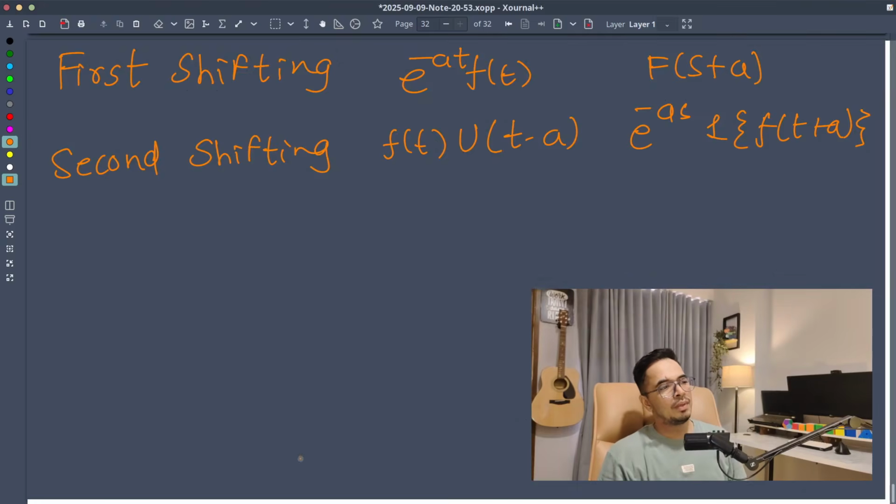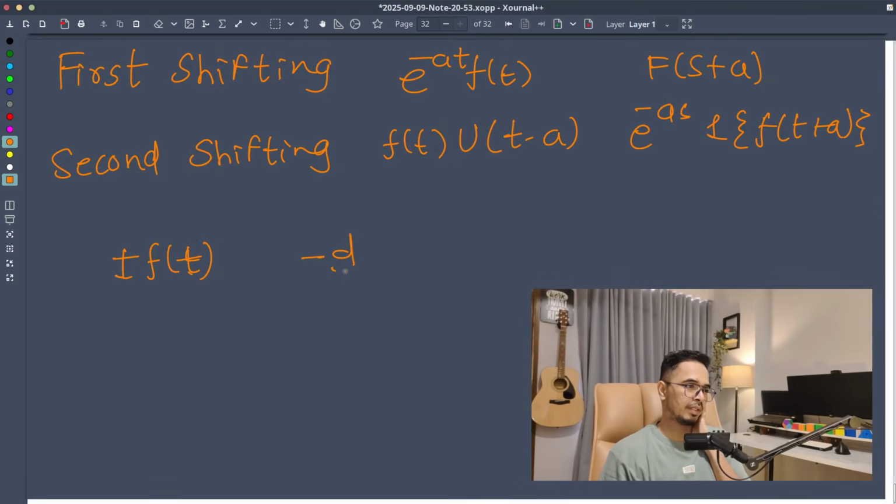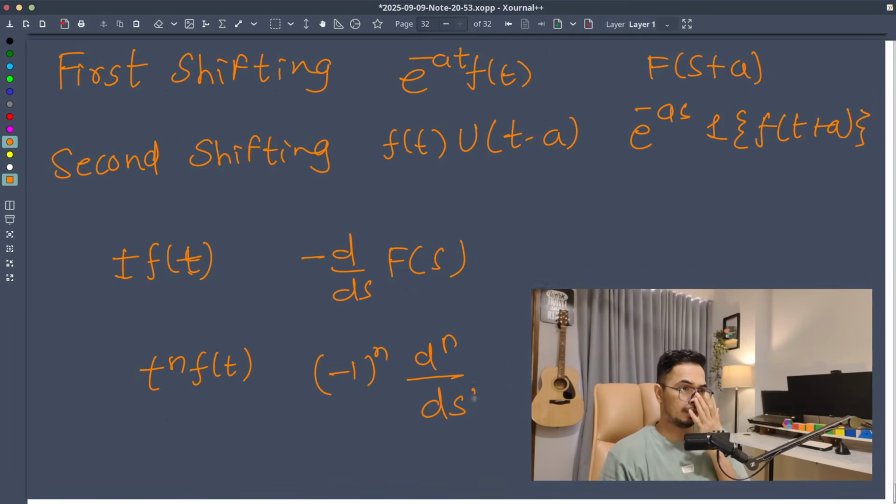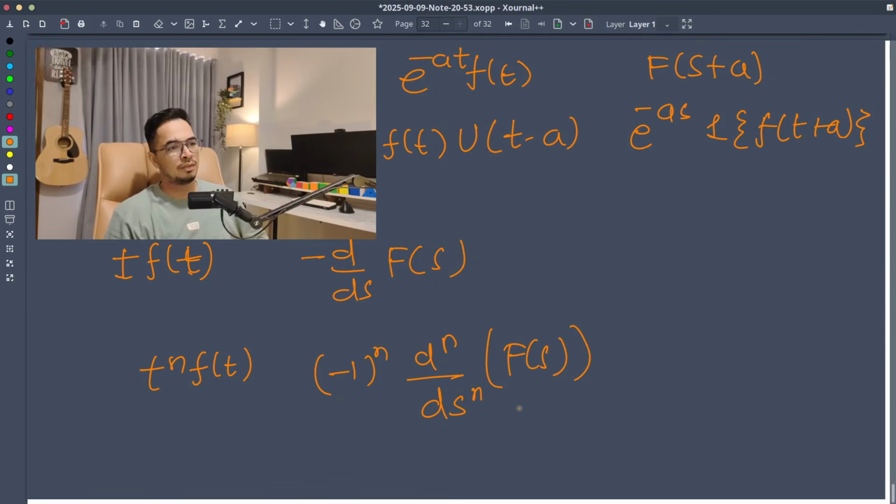Now, if we talk about, say, multiplication of t by f of t, we have seen that we simply take the derivative of the output, and if we multiply t raised to n, simply the nth derivative into minus 1 raised to n, right? And if we talk about the f of t by t function, we simply take the integration. It is that simple.